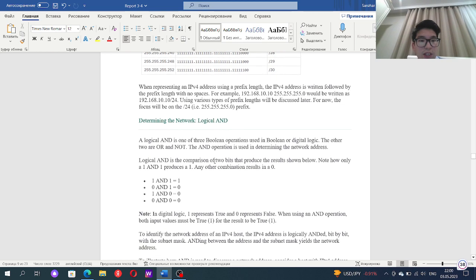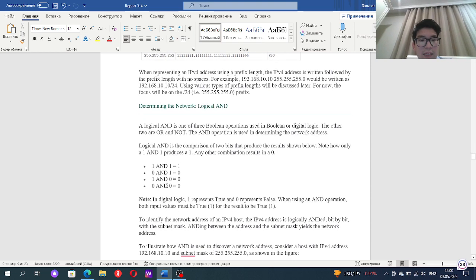Determining the network with logical AND. A logical AND is one of the three Boolean operations used in Boolean or digital logic. The other two are OR and NOT. The AND operation is used to determine the network address. For example, 1 AND 1 is 1, 0 AND 1 is 0, 1 AND 0 is 0, and 0 AND 0 is also 0. It's quite simple.